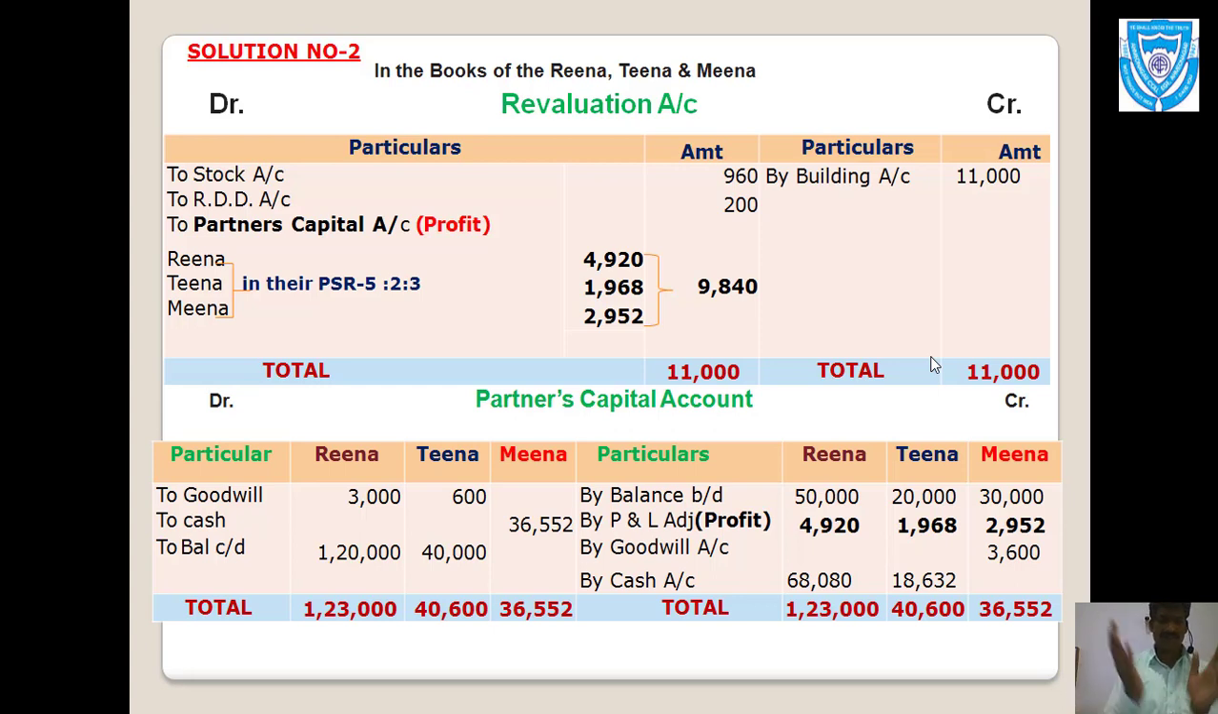Now we have to first find out the balances to be brought by Rina and Tina in cash. So make a total of debit side of capital account of Rina, that is 1,23,000, and Tina, that is 40,600. Take it to credit side. In Rina's column 1,23,000 and in Tina's column 40,600. We got balance 68,080 rupees to Rina and 18,632 to Tina, and that they should bring in cash.